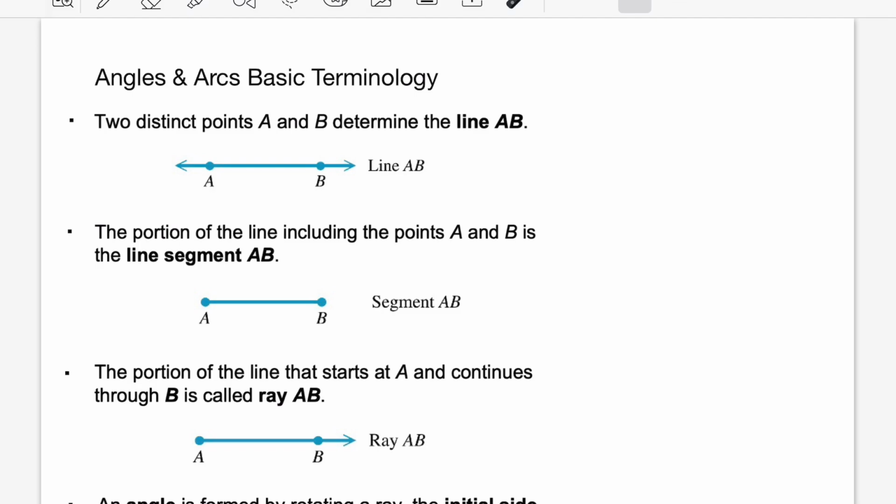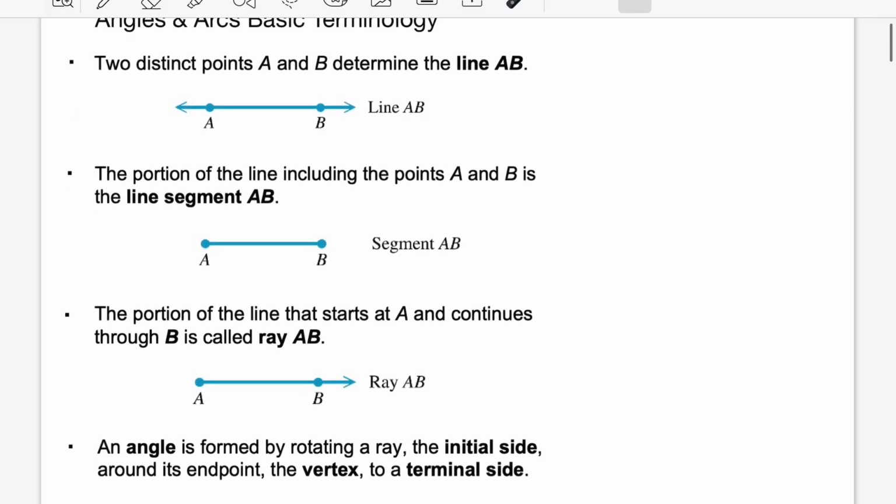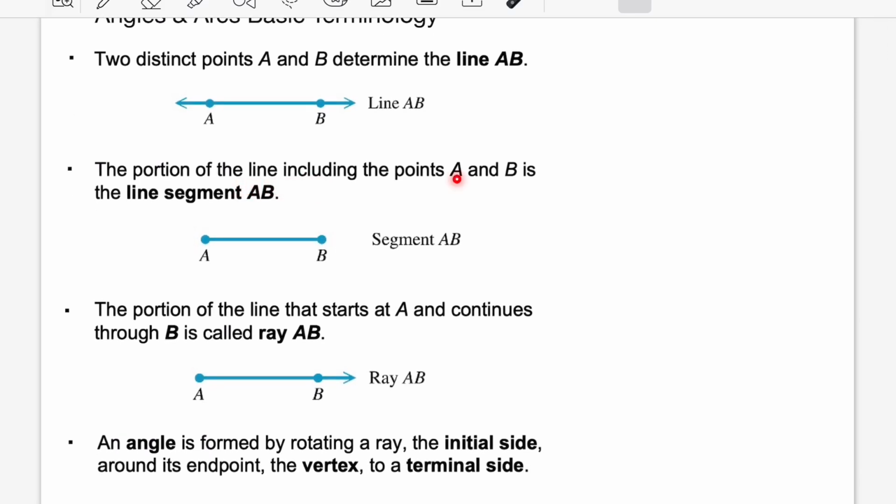So two distinct points, A and B, determine the line denoted AB here. And this is what this looks like visually. Now, a portion of the line, which includes points A and B, is going to be called the line segment AB and is given by this here. Now, the portion of the line that starts at A and continues through our point B is called a ray, and that'll be ray AB here.